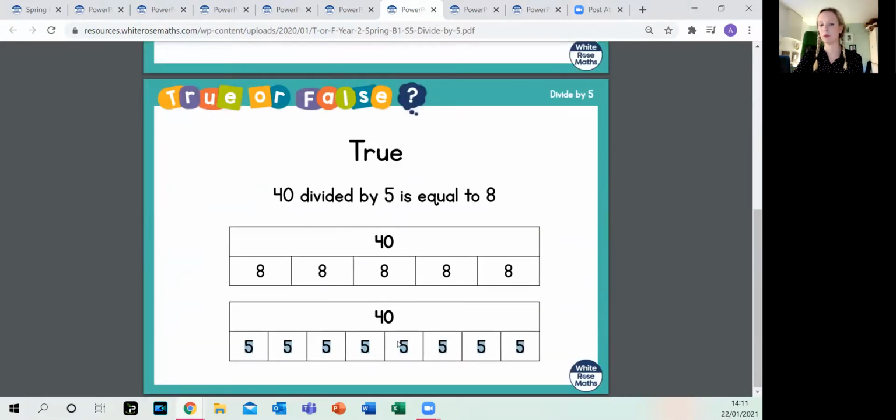And there's 2 bar models to show that, the 5 times table one, which is what we've talked about, and also 8s into 40 as well. And there are 5 8s that go into 40.